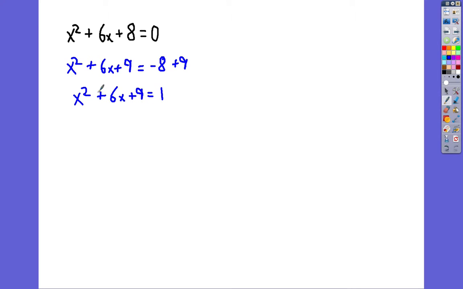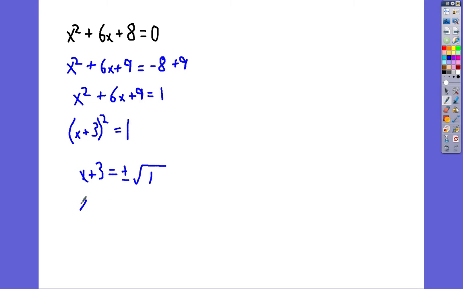Now we can just factor the left side of our equation, which is x plus 3 times x plus 3, which is the same thing as x plus 3 squared equals 1. Now we can just take the square root of both sides of our equation, and we get x plus 3 equals plus or minus the square root of 1.